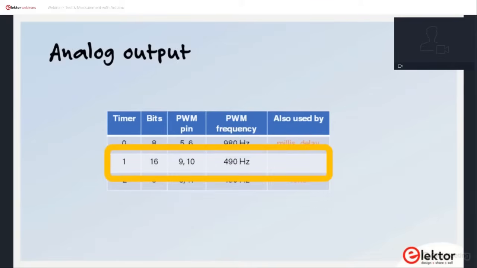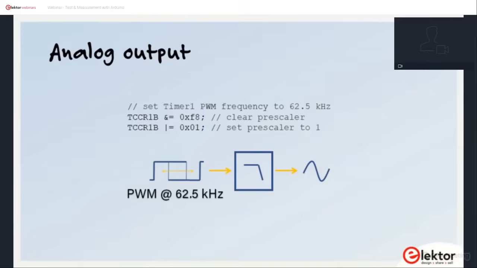Outputs 9 and 10 are the most suitable for this as they use Timer 1, which is not used by anything else. If you set Timer 1's prescaler to 1, the PWM frequency will go up to 62.5 kHz, which allows the generation of much faster analog signals. Now you can do, for instance, frequency sweeps up to 20 kHz to determine the transfer function of an audio filter or amplifier. Note that for higher frequencies you should use a lookup table and a phase accumulator instead of calculating waveforms on the fly. I will not go into that here.